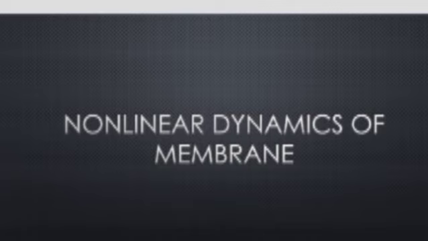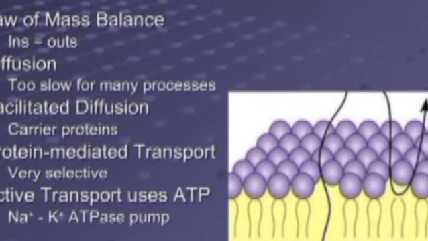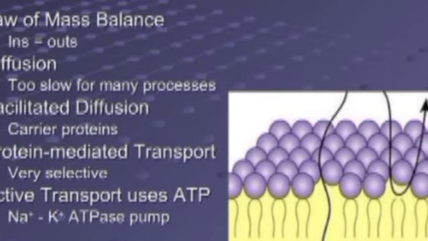In this topic we will discuss the dynamics of membrane, like flow mass balance, diffusion, facilitated diffusion, protein-mediated transport, and active transport. In flow mass balance, inside or outside we will discuss. Diffusion is very slow. Facilitated diffusion uses carrier proteins. Protein-mediated transport is very selective.